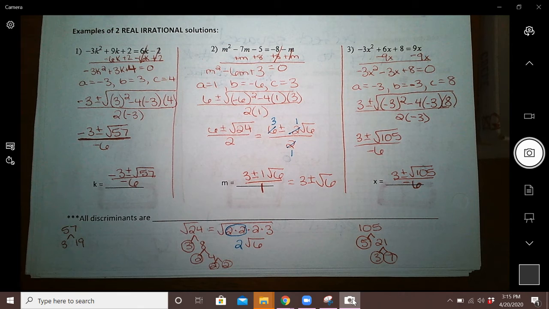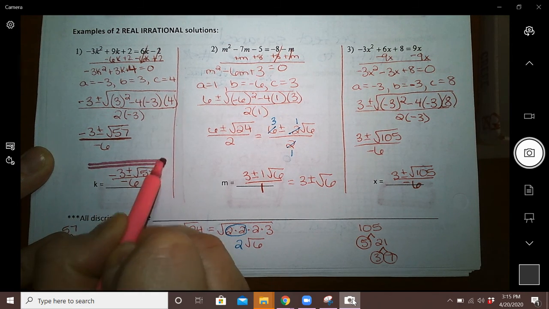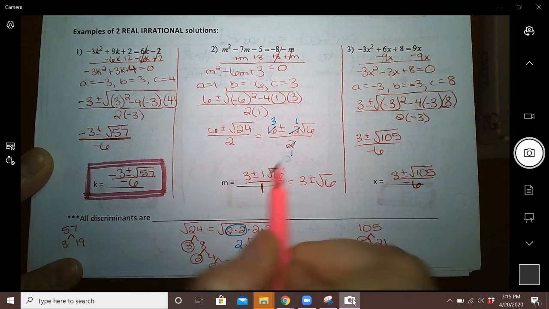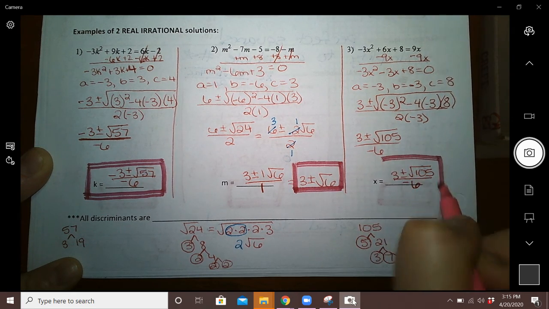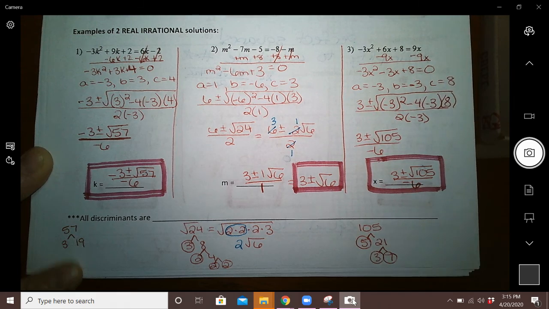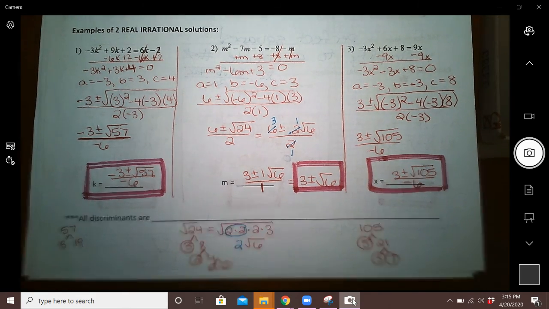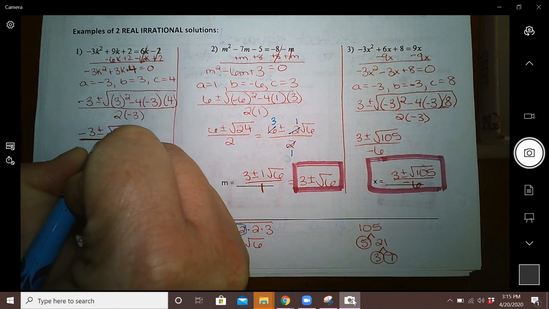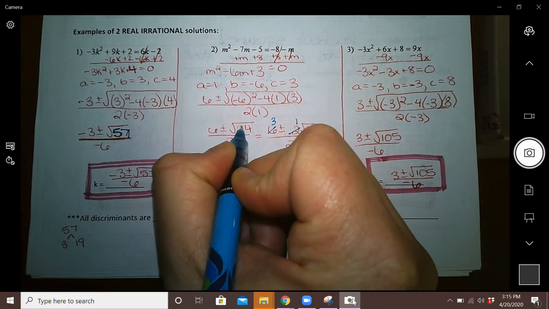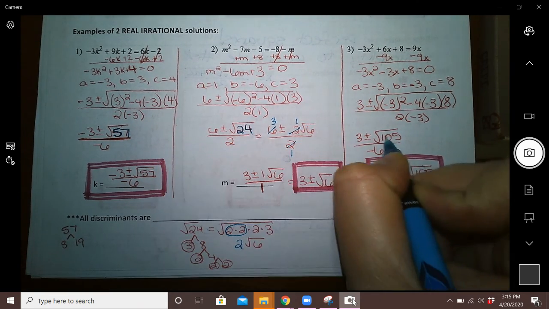I'm going to box my 3 answers here. These come out quite funky. These are higher level. You have to add in that irrational breakdown on the square root. So the thing that makes these so crazy is the discriminant. It's all about the discriminant. So the discriminant on these 3 was 57, 24, and 105.